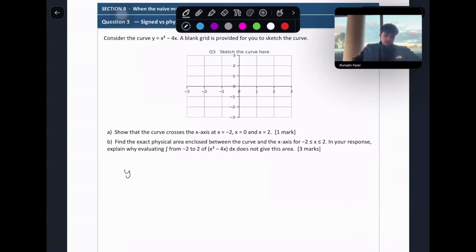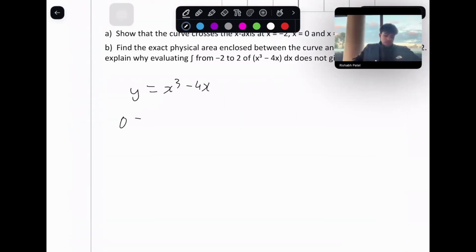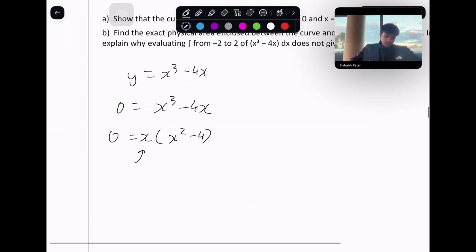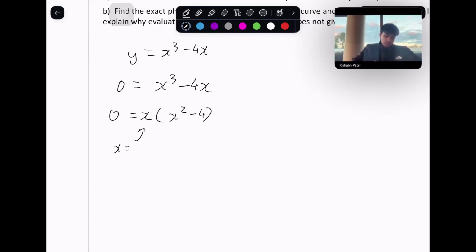So we've got y equals x cubed minus 4x. To find the roots, we just let that whole thing equal 0, just like we did before. Take an x out, and you get x times (x squared minus 4) equals 0. And now you know that this x can equal 0. So x equals 0 is going to be a root.